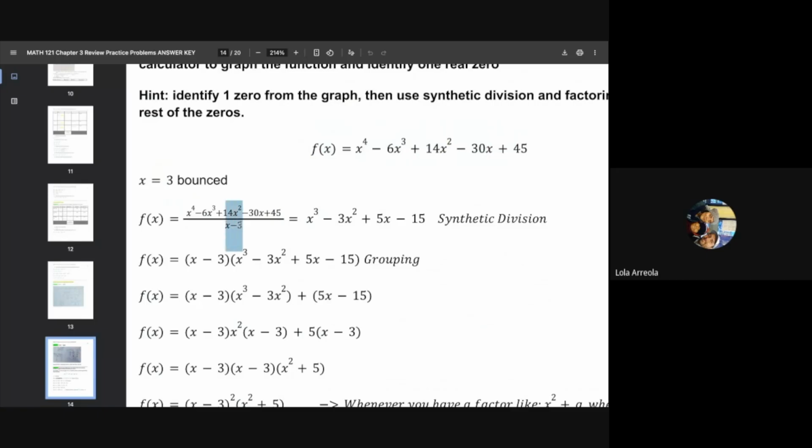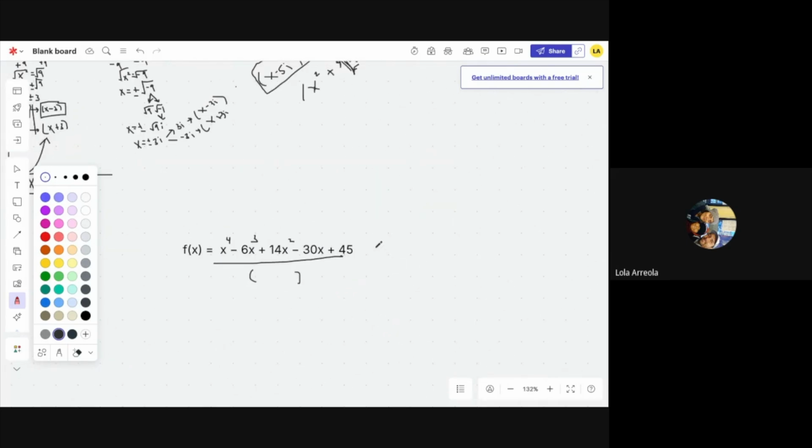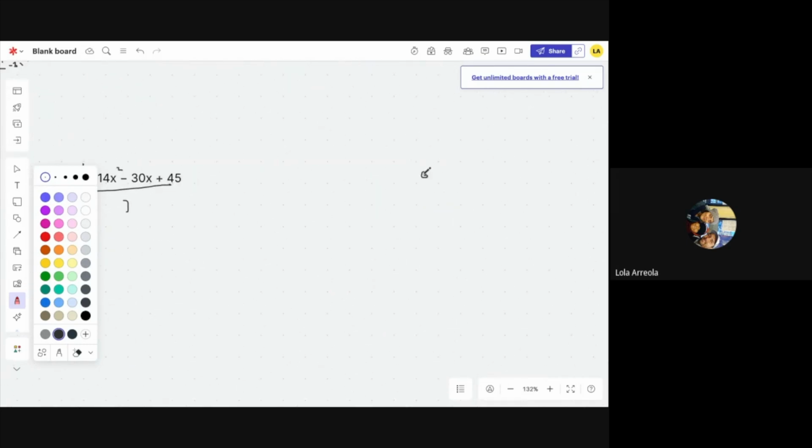X minus 3. Do you see that? All right, so let's actually do this problem separately. How did I know that I was going to divide this by a factor? Well, I graphed this on my calculator and I saw that I have an x-intercept at x equals 3. So what did I just identify?